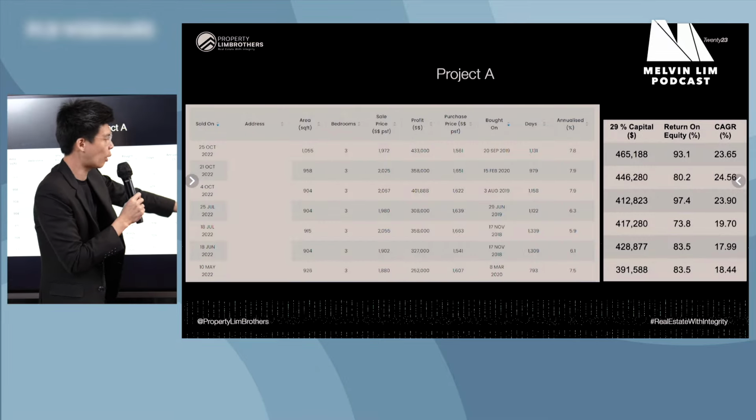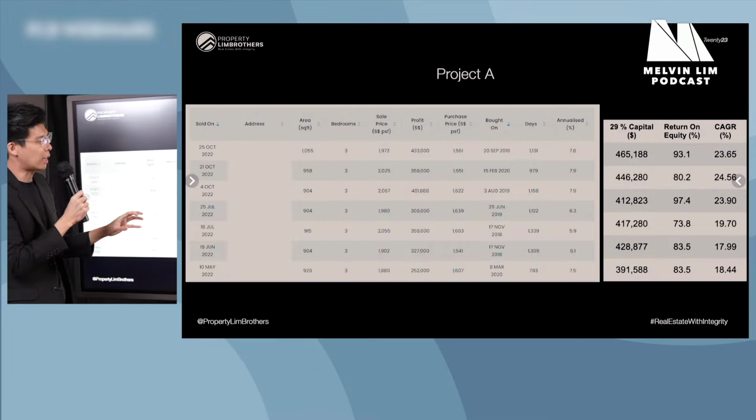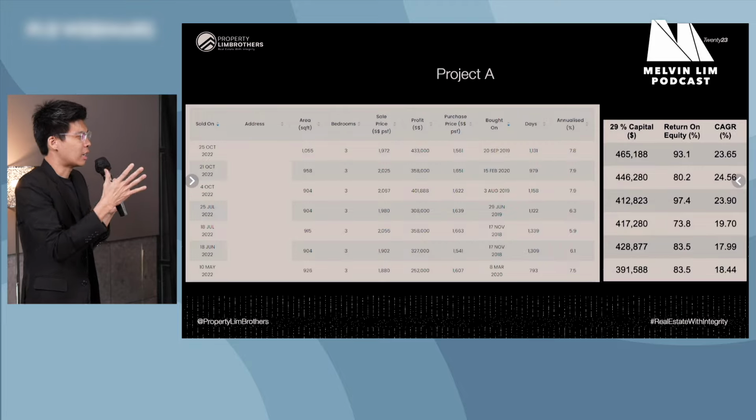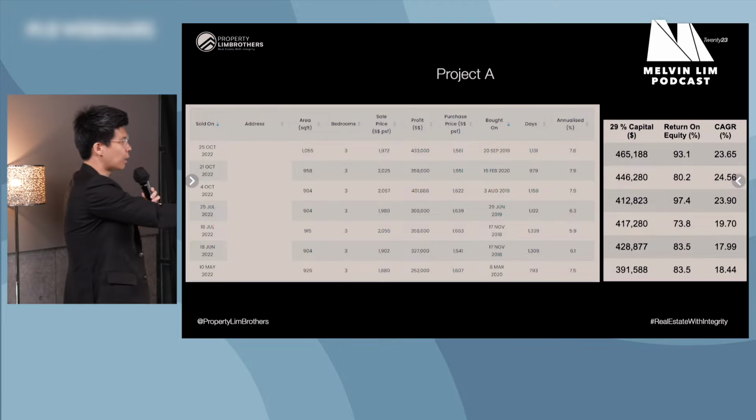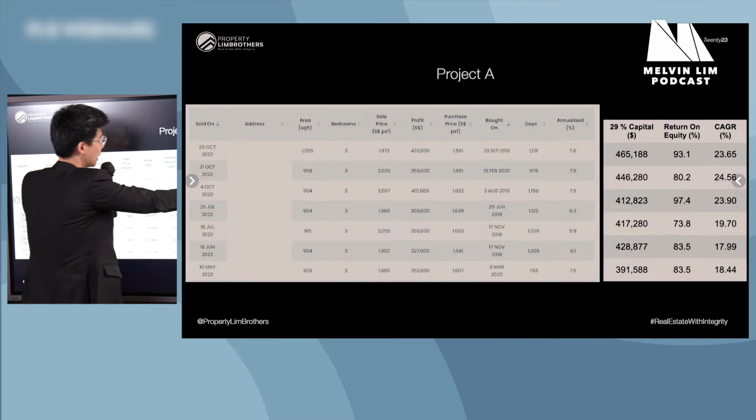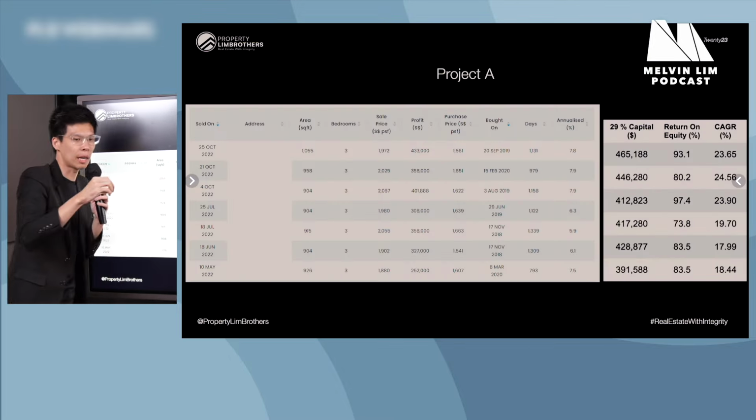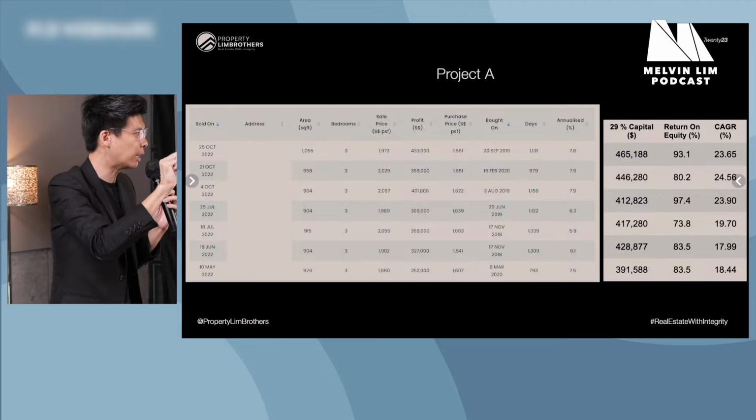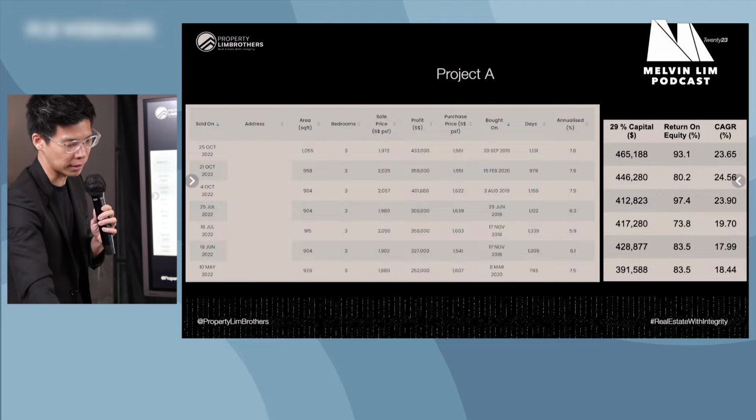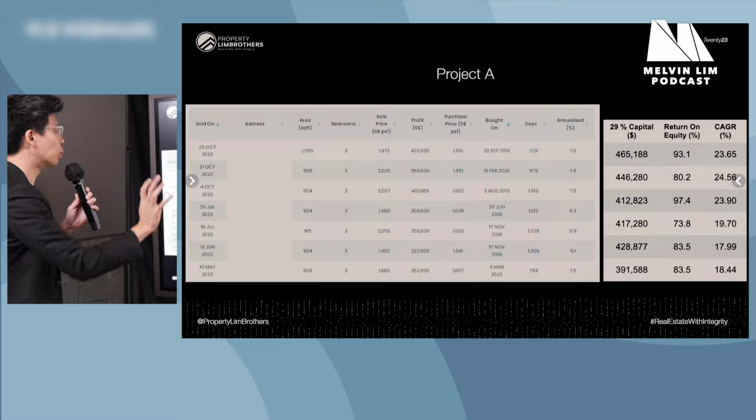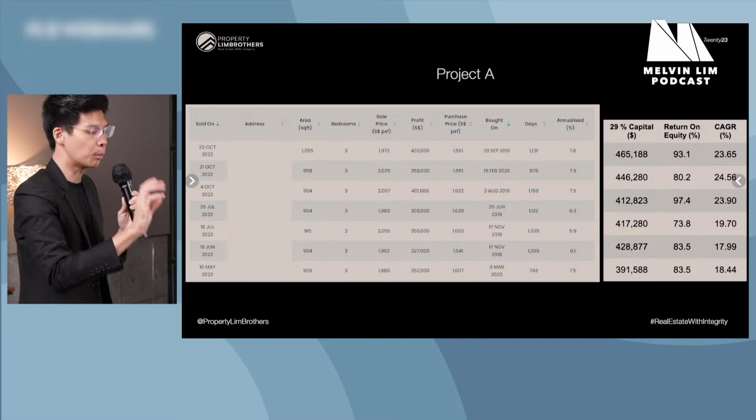So you can see that they range from about 70% to 90%, meaning that with the capital of, for example, this person put in a capital of 465,000. His gross profit was 433,000 over 3 years' time, which gives them a compound return on their money of about 23%. So of course, we can attribute this to the fact that this is a bull run.